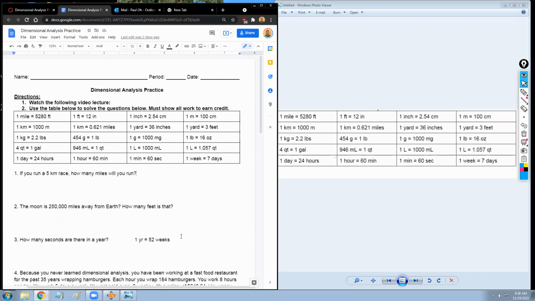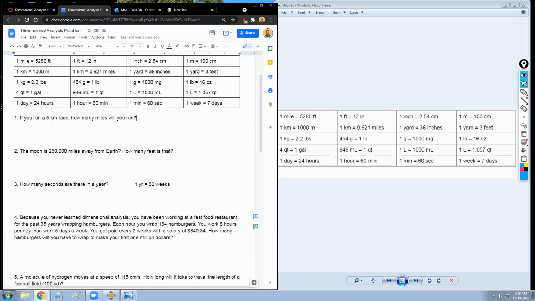Let's get started with number 1. Like we said last time, before we went off for break, we always want to write down our starting number. If we take a look at this problem, if you run a 5 kilometer race, how many miles will you run? Our starting number is 5 kilometers. This is what we're starting off with.